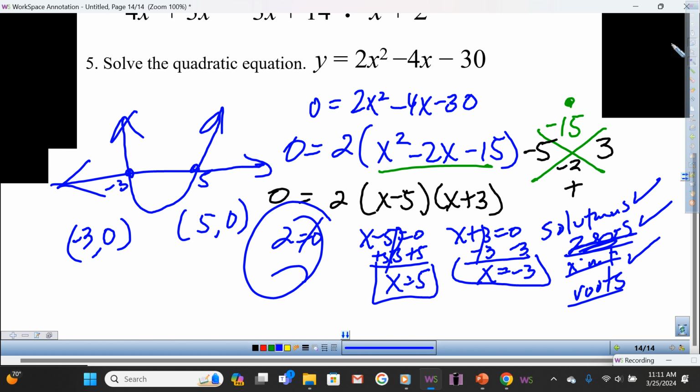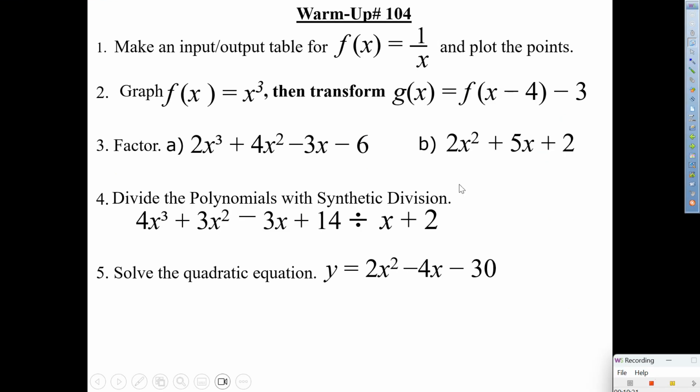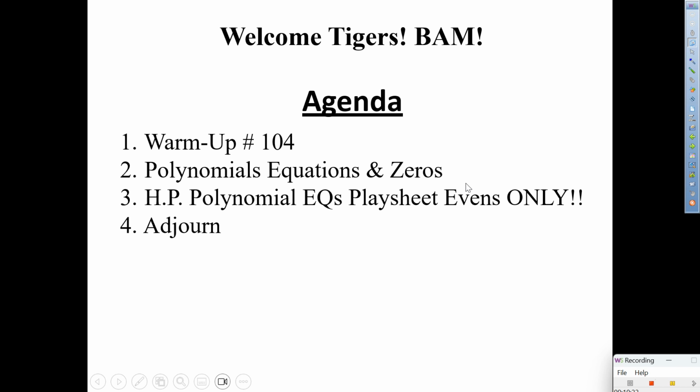All right. So, copy the agenda, please. Warm-up number 104, polynomial equations and zeros. And today we're moving on, if you notice, to a new concept, polynomial equations. Our home plate for tonight, polynomial equation play sheets, evens only.